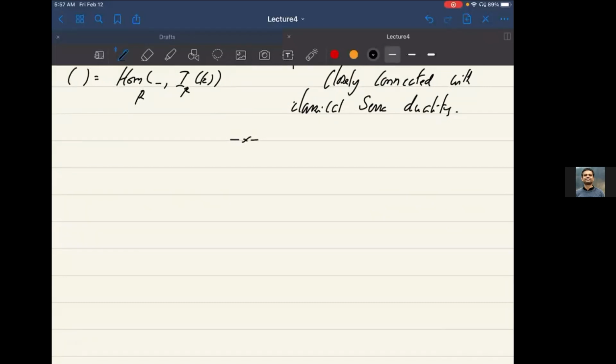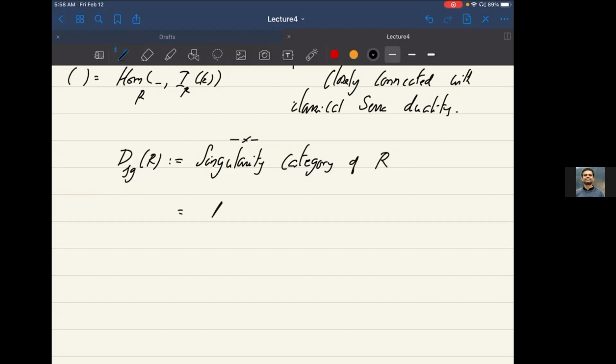So let's look at the singularity category of the ring. By definition, one description of the singularity category of R is that you're looking at the bounded derived category modulo the small objects, which is the thick subcategory generated by R.